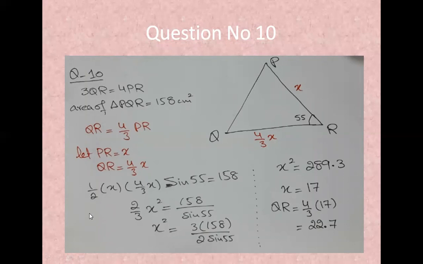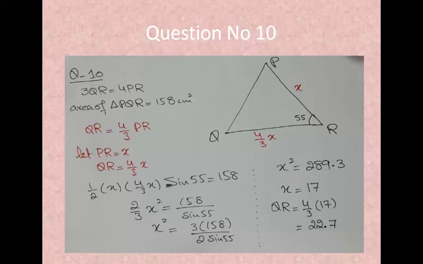I will rearrange and try to make x square alone. So the 3 will go upstairs and multiply, and that 2 will come downstairs and divide. So you will have x square equals 3 multiplied by 158 divided by 2 divided by sine 55. So you will get x square equals 289.7. Take the square root on both sides, so you will have x equals 17.